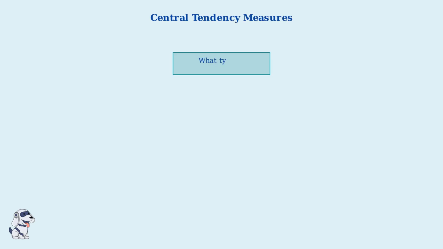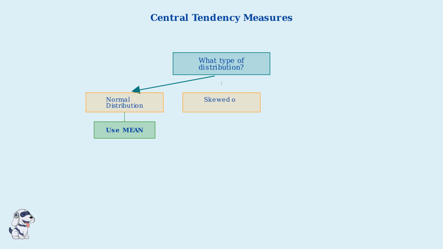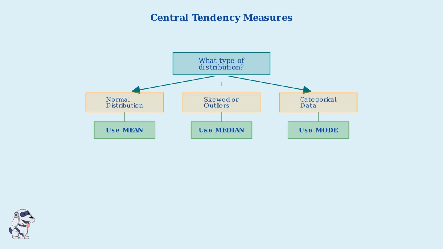For central tendency measures, we start by examining the distribution type. This determines which measure will best represent our data. If our data follows a normal distribution, the mean is the best choice as it uses all data points and provides the most information. For skewed distributions or data with outliers, the median is more appropriate because it's not affected by extreme values. For categorical data, the mode is the only meaningful measure of central tendency, representing the most frequently occurring category.